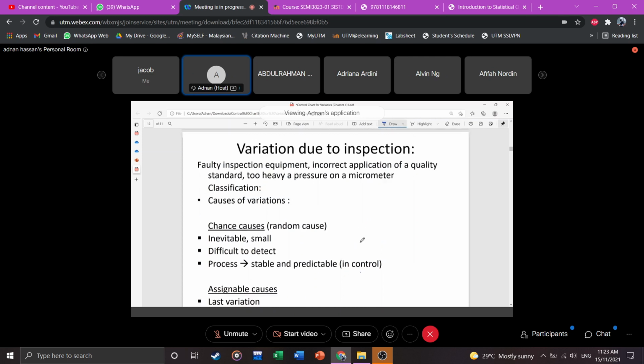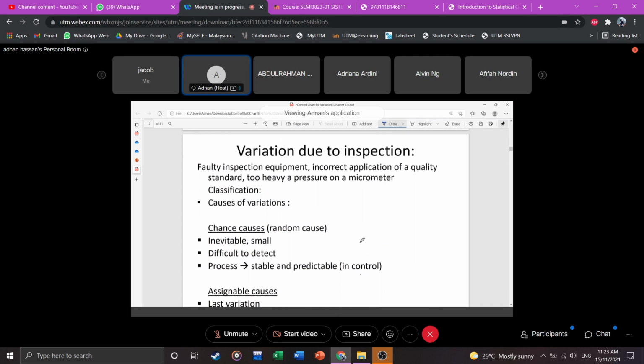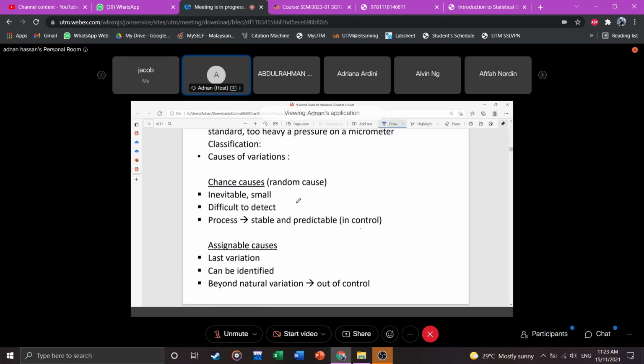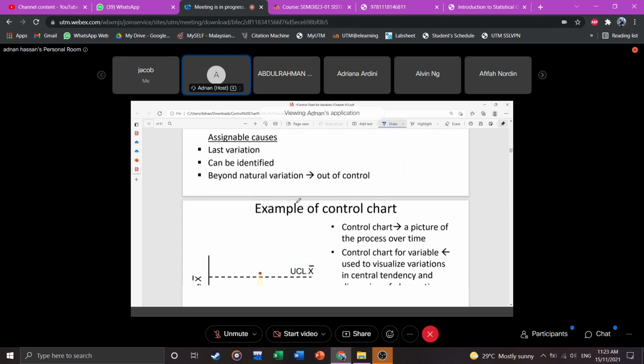So variation could also be due to inspection. Variation due to inspection. It could be that the equipment we use for inspection is also having problems.